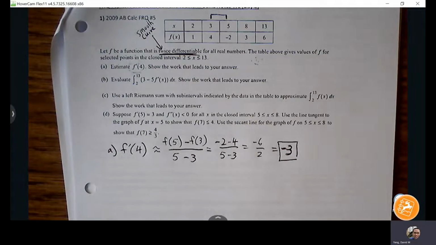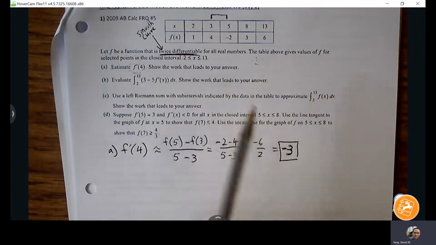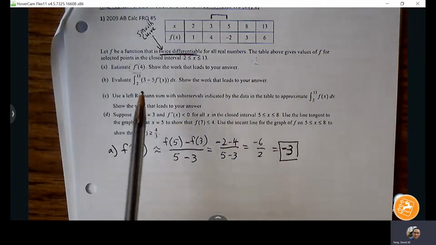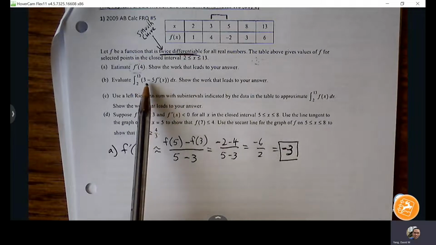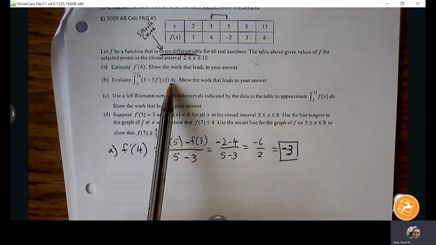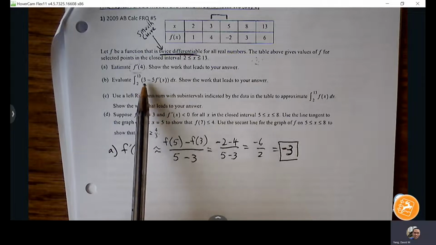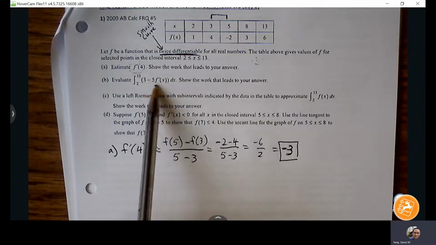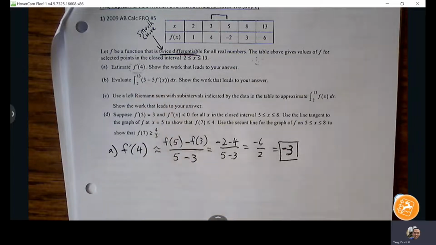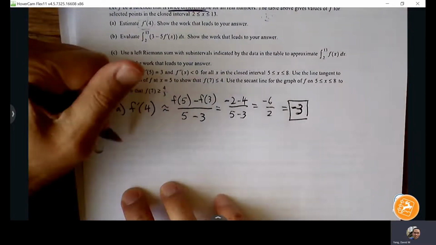Okay, part B, evaluate the definite integral of this function. Show the work that leads to your answer. Now, there's multiple parts here. Anytime there's a plus or minus separating your terms, and there's nothing outside the parentheses, so we don't have to keep these together. I think let's just make things easier if we separate this into smaller problems, because there's 2 things going on here, and it's easier to just go ahead and think of it as 2 separate problems. Okay, let's do that.